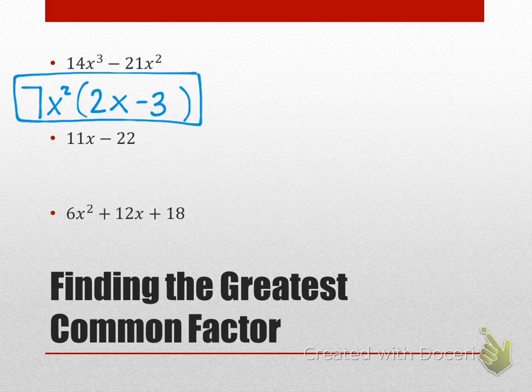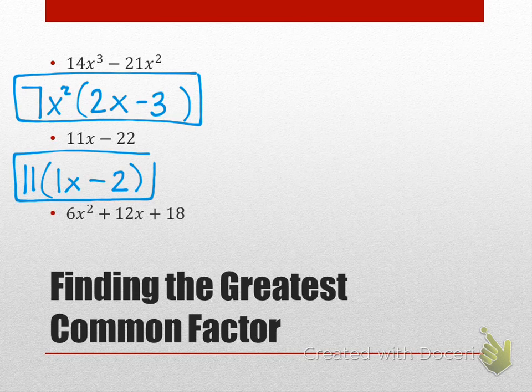All right, what is the greatest common factor of 11 and 22? 11. Yeah. Can I take out an x of either one? No, because 22 does not have an x. So now I just divide. 11 divided by 11 is 1. I leave the x there. 22 divided by 11 is 2. Final answer.